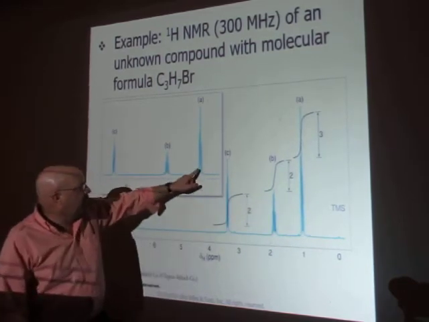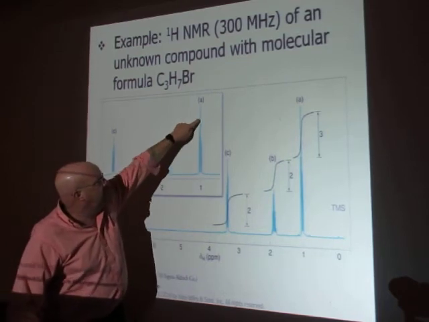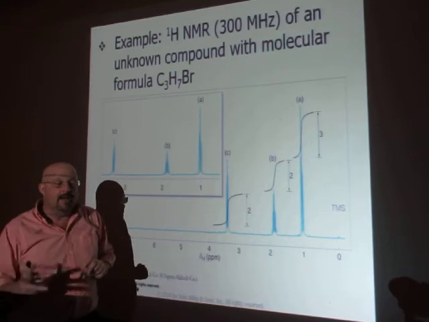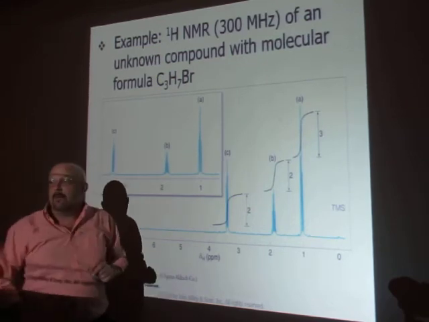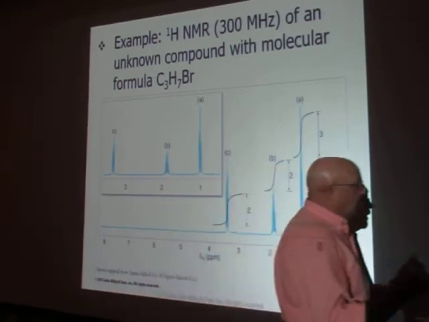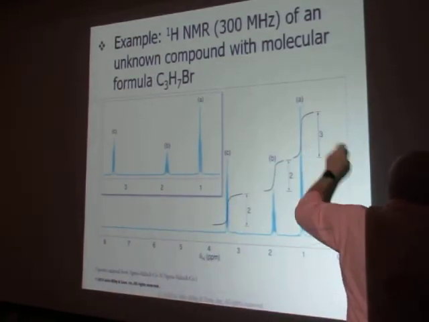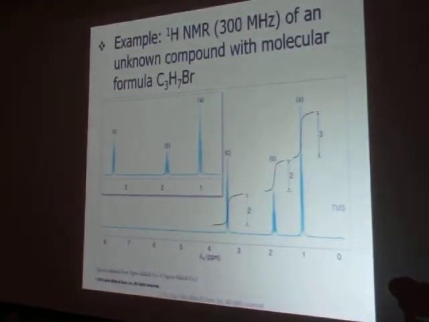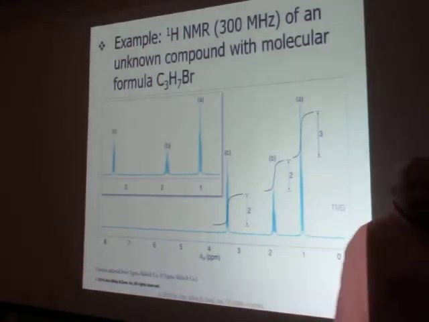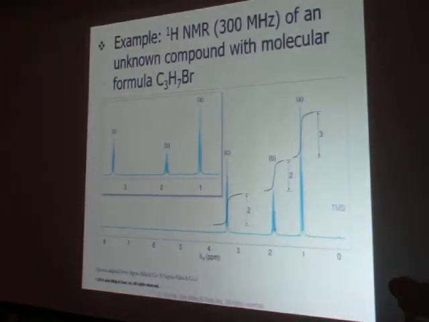If you look at the expanded view, I think you can see it here. This is a triplet. 3 lines. That's telling me what my neighbor looks like. So we know this was the CH3 based off of the integration. And then that triplet tells me what my neighbor looks like. How many protons is on my neighbor? 2. 2 would make it a triplet. So I know next door there is a CH2.